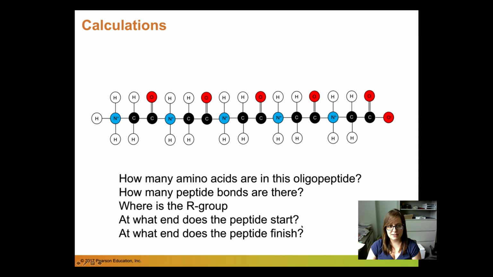What end does the peptide start? So all peptides, because of the way they're joined, have directionality. So all peptides start at the amino group, or what's called the N terminus, and they end at the carboxyl group, or the C terminus. And so proteins are read in the direction from, when we're saying what the sequence is, from the amino group, right, to the carboxyl group.